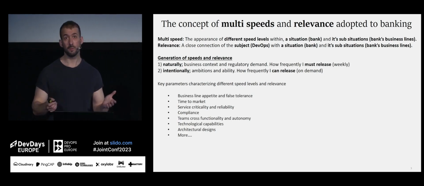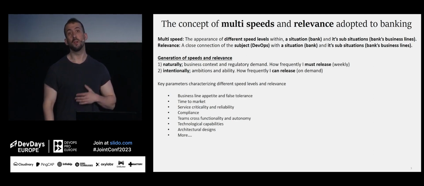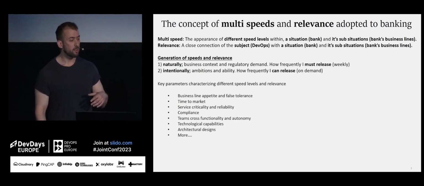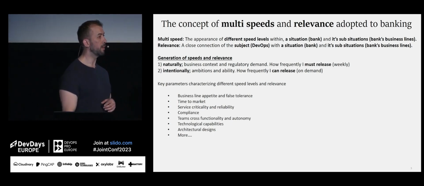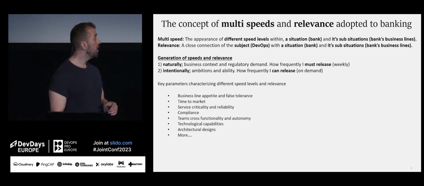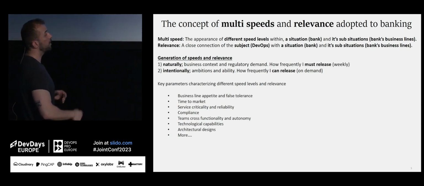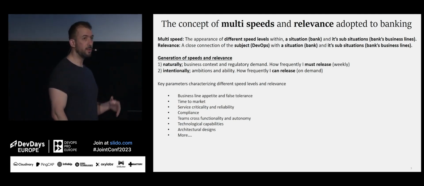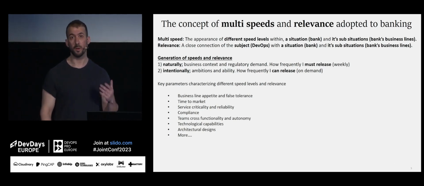So speeds and relevance can be created in two ways. One is natural. So basically, what is your business domain and what is the regulatory demand? That, for instance, can tell you that you must release weekly. Or it can be constructed based on intentions, which is actually ambitions and ability. So you have great people, they're very ambitious, they want to release on demand. Several parameters define speed and relevance: time to market requirements, service reliability requirements, compliance, your technological stack, your architecture, and so on.